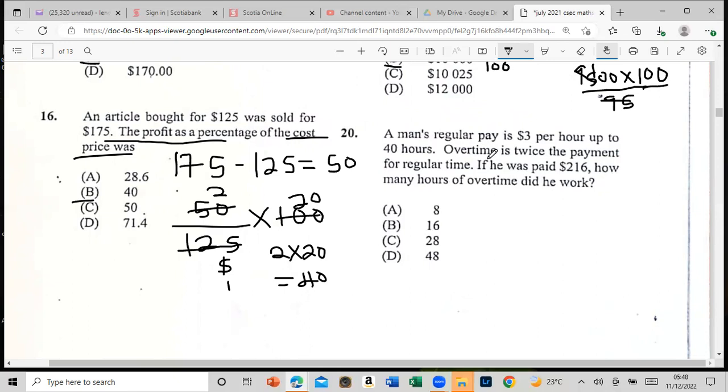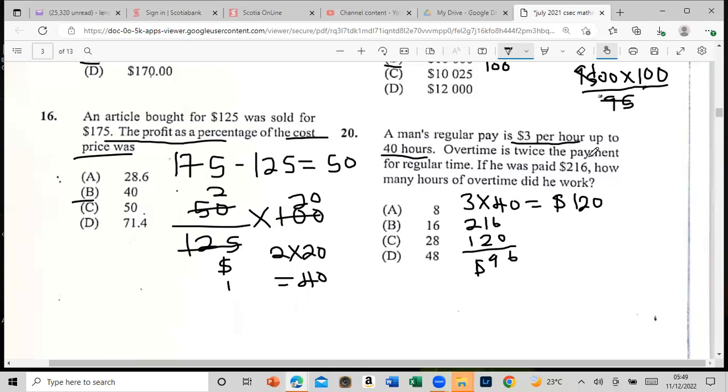Alright, so with math, we always start with what we know. We know that he works for $3 per hour, 40 hours. So calculate that first, because anything over this means that it's overtime. So 3 times 40 is 120. So he gets $120, but his total pay was $216. So let us subtract it and see how much is overtime pay. That gives $96. So he earned $96 from overtime.